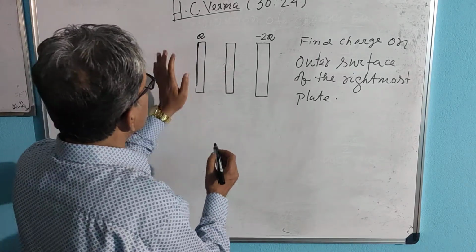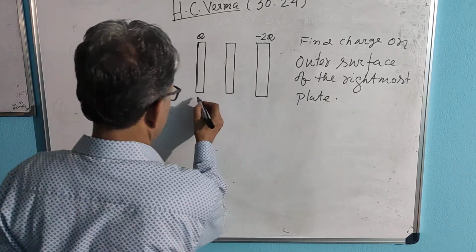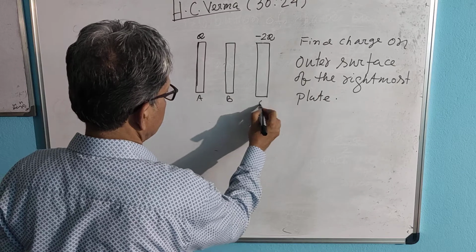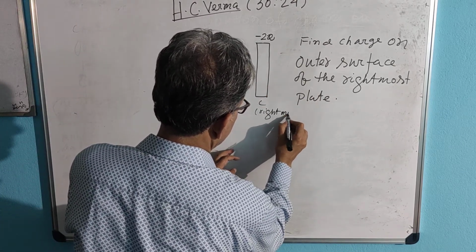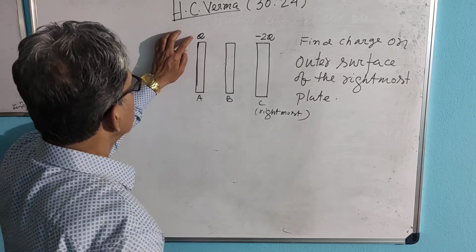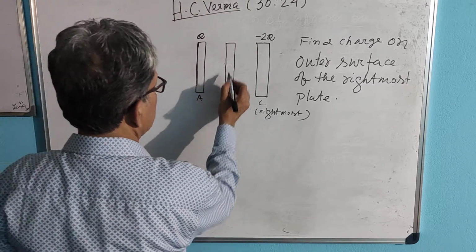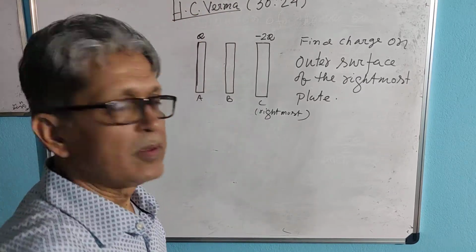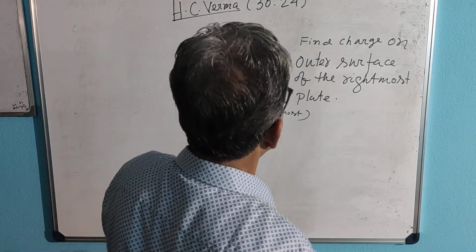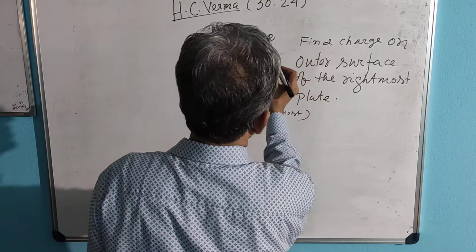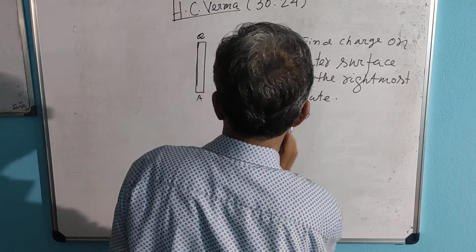Okay. Three plates. Find the charge on the outer surface of the rightmost. Suppose these are A, B, C. This is rightmost. A is given Q charge, C is given minus 2Q, and B is neutral. That is the problem. You can find the distribution of charges, but you have been asked to find only the outer surface of the rightmost plate.